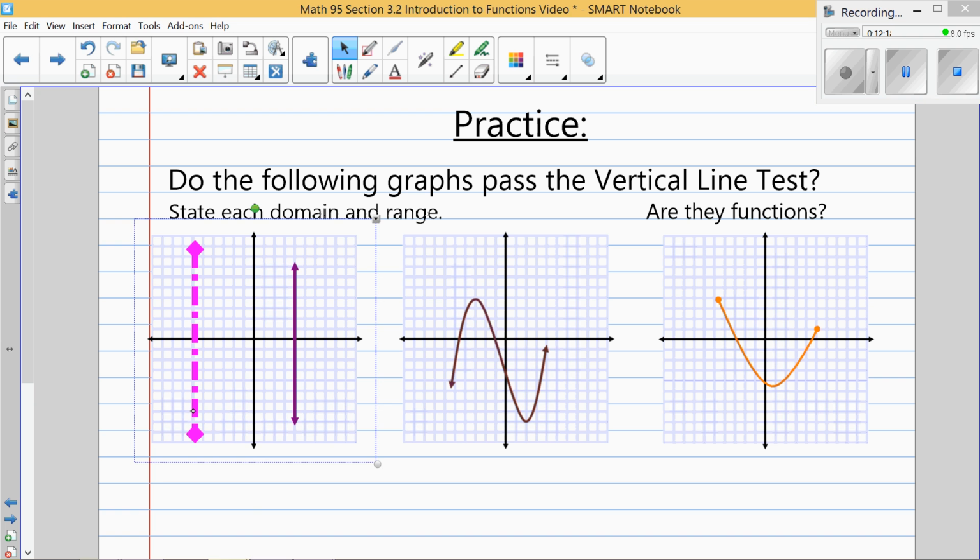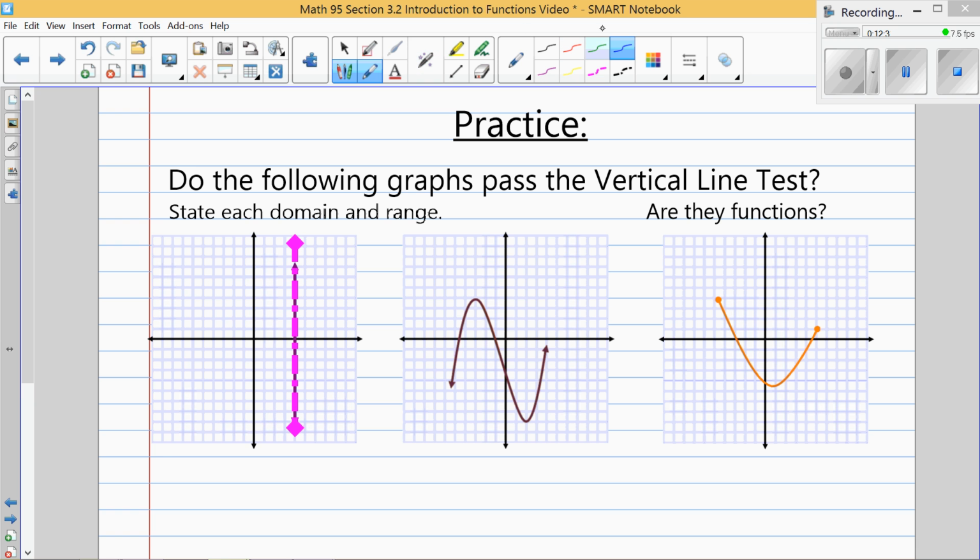So if I drag my vertical line, I have all of my relation all at once. So this totally fails the vertical line test, 100% of the time. So that means it's not a function.